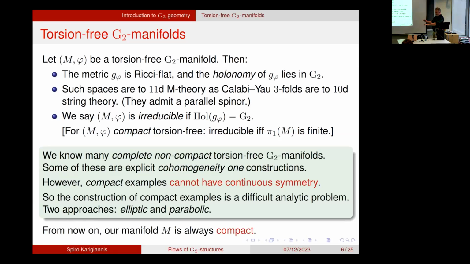So from now on, for the rest of the talk, I'm going to always assume the manifold is compact. Some of what I say doesn't need it. In fact, maybe half of what I say doesn't need it. But I don't want to be careful and say, here I need to assume compact and here I don't. So we'll just take it to be compact for the rest of the talk.